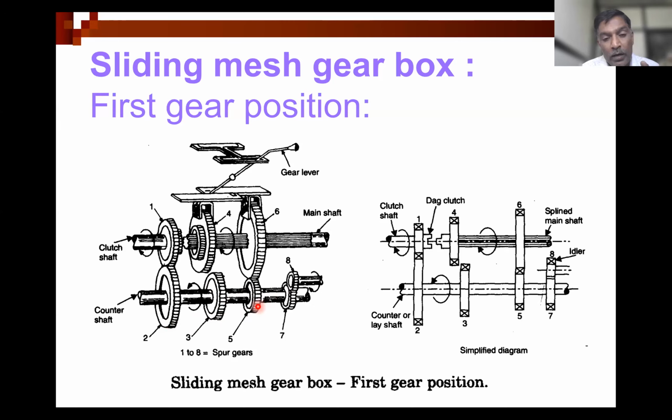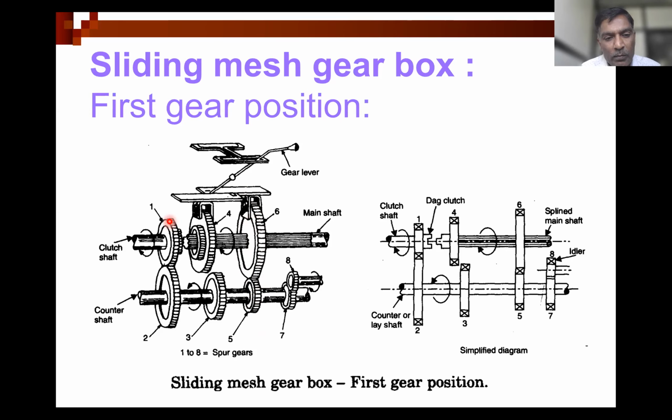Now, in first gear, we know the vehicle is stationary and we need to start the motion. At that time, we are going to engage the first gear. Accordingly, the torque requirement is more. So how to get more torque? In that case, the small gear on the lay shaft should be meshed with the larger gear on the main shaft. So this is the larger gear.